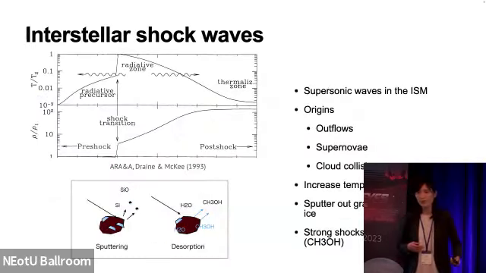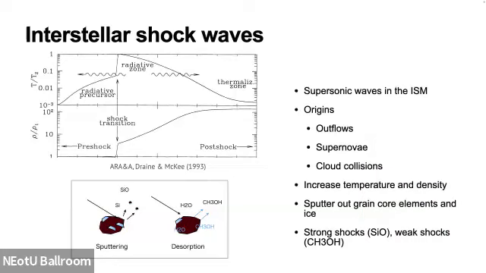So our hope is that by studying chemistry, we can study lower energy cosmic rays. And cosmic rays, especially the higher energy ones, can penetrate farther than X-rays. There are also regions affected by shocks. Those are supersonic waves caused by outflows, supernovae, and cloud collisions. And there, the temperature can increase to thousands of kelvins. You see species like SiO, because of the sputtering of elements like silicon from the grain core, and sputtering of ice, such as methanol.